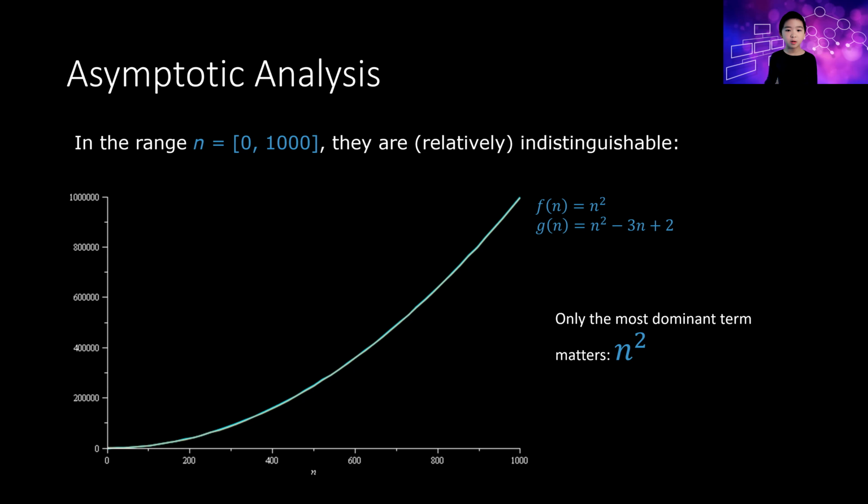Remember, what we really care about is the trend of growth. When n becomes big enough and continues growing, what kind of computing resources do we need to keep up with the pace of its growth? So only the most dominant term matters. In this case, it's n squared.